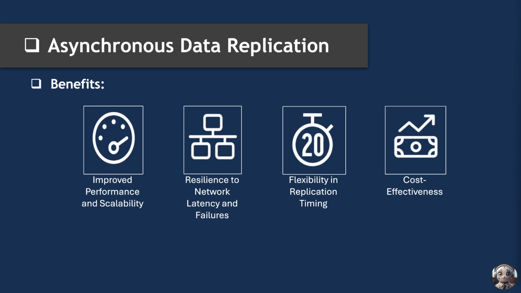Next, let's look at resilience to network latency and failures. Async replication is resilient to network latency and failures since it does not rely on immediate confirmation from the target system for every write operation. Write operations are queued and replicated periodically or based on a predefined schedule, allowing for better tolerance to network disruptions.